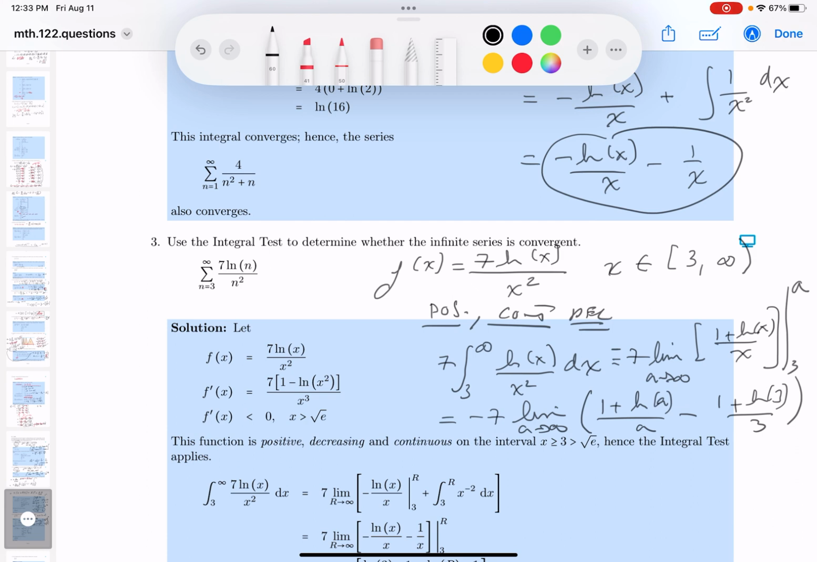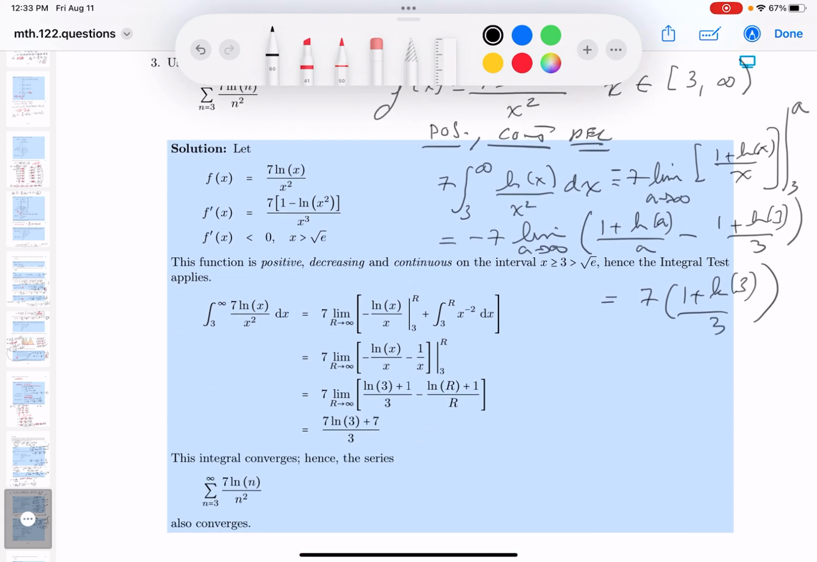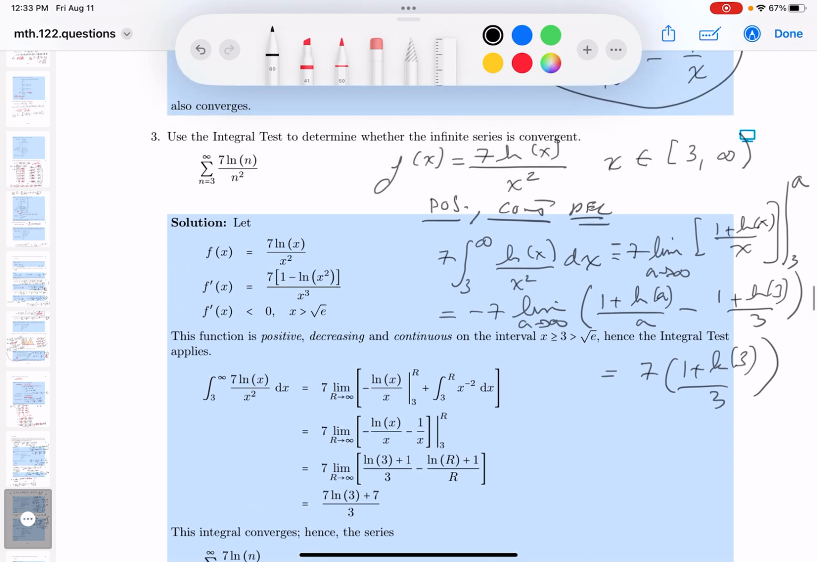So what am I really left with? Let's write it down now. You're left with minus 7 times that second term, which is going to be 7 times 1 plus ln 3 over 3, right? It's a finite number. What do I know about that? It's certainly a finite number. What do I know? This thing over here converges.